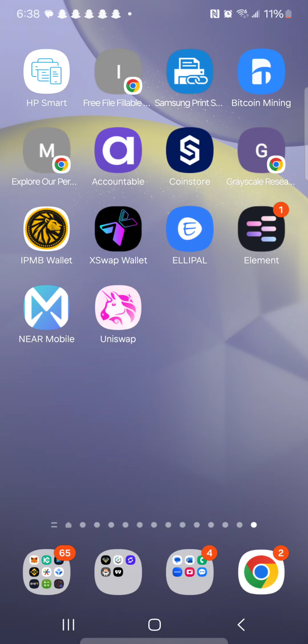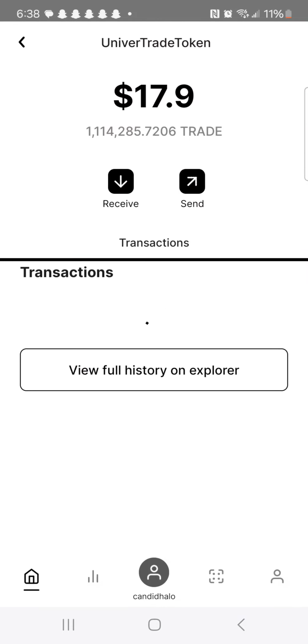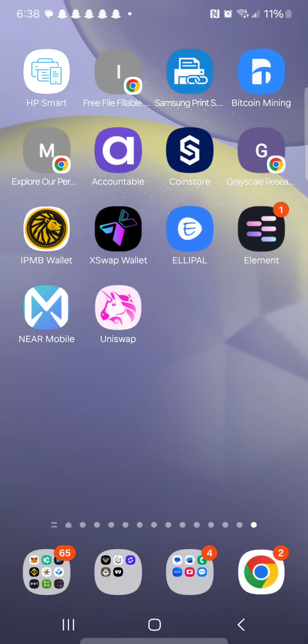So what do I mean by that? If you put $50 in and it goes up, swap out to get your $50 back out. That's typically like the windfall solution.